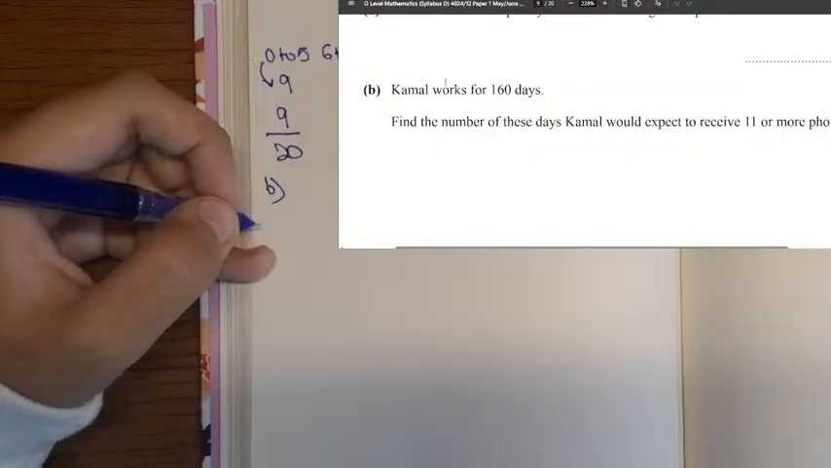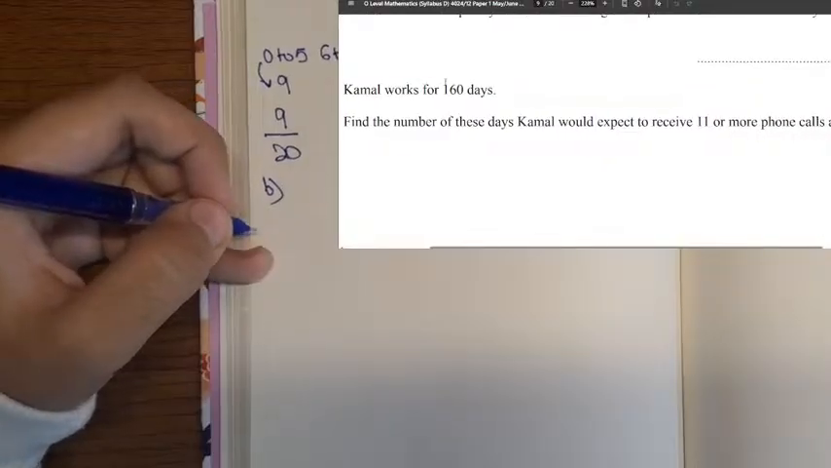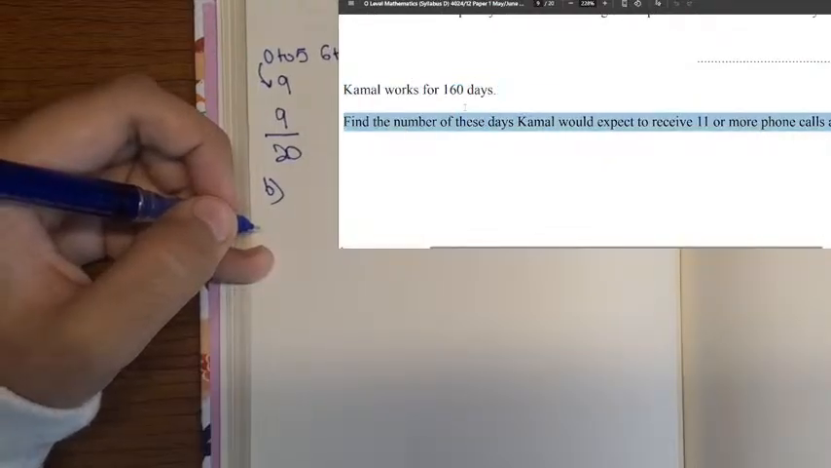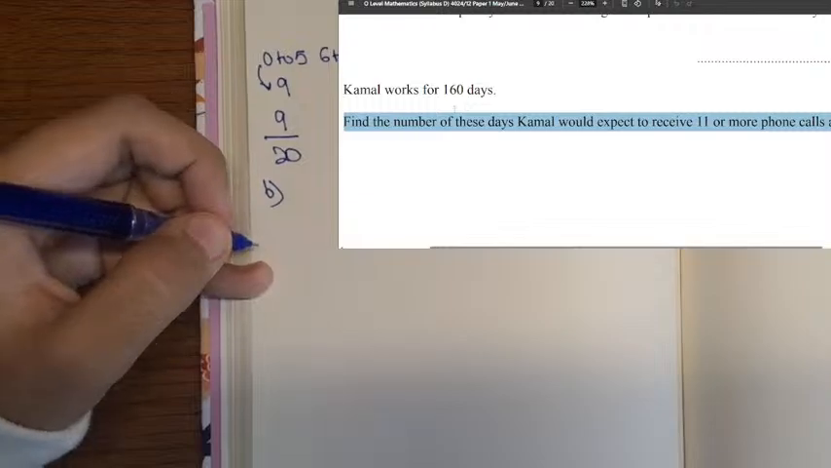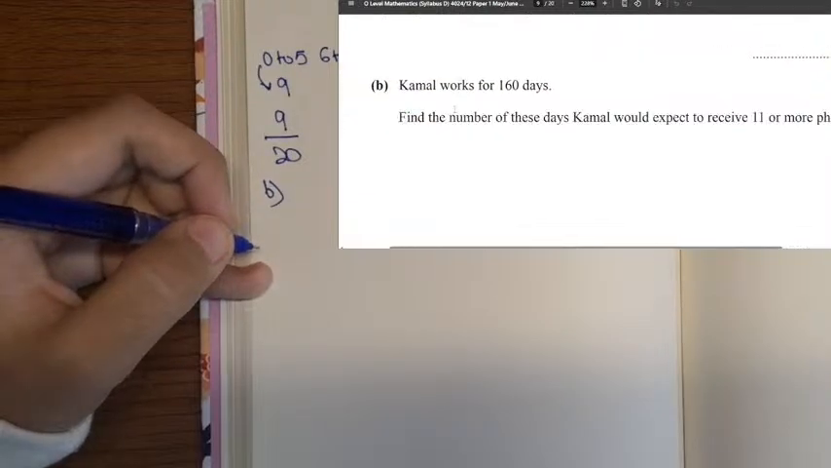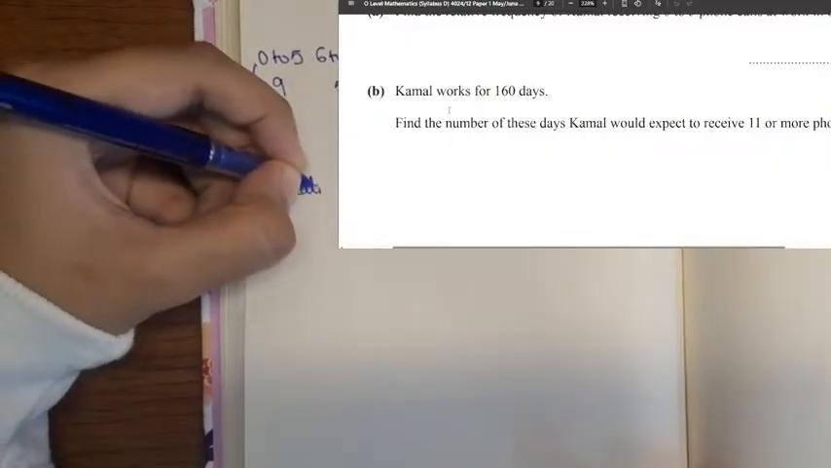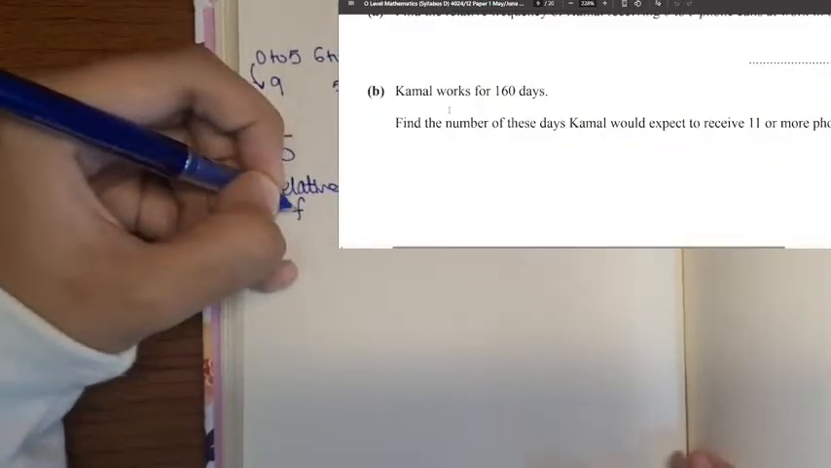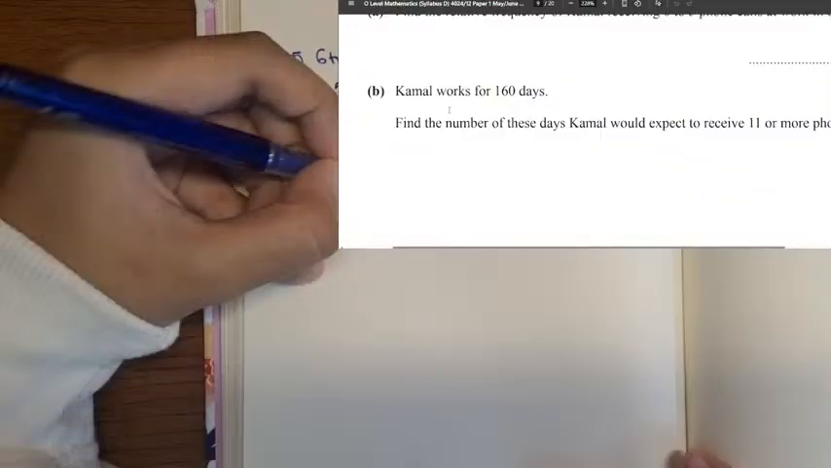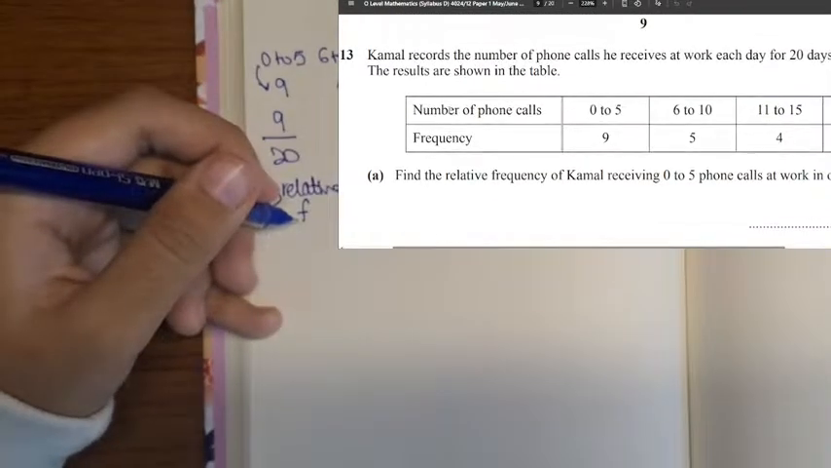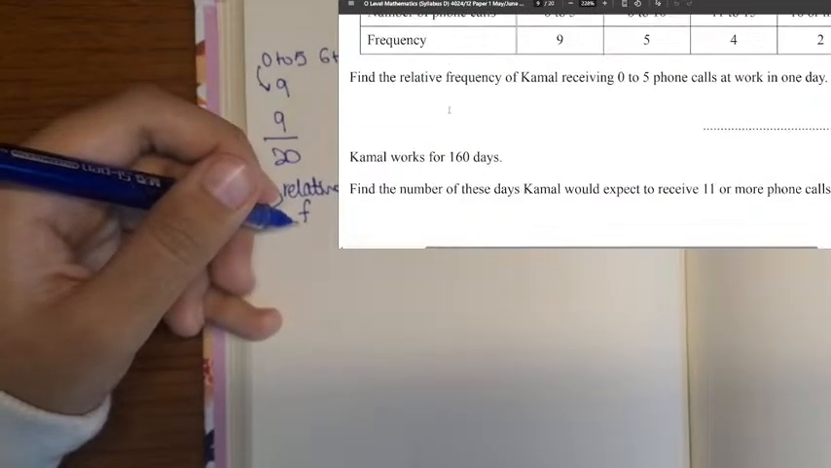The next question we have is that Kamal works for 160 days. Find the number of these days Kamal would expect to receive 11 or more phone calls at work. Now this might seem like a confusing question, but it isn't one. The thing that we have to do is take the relative frequency of him receiving 11 or more calls per one day and multiply it by 160 days. So what we do first is find the relative frequency of receiving 11 or more phone calls.